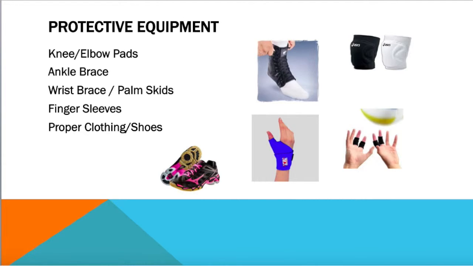In order to have as much fun as possible, volleyball safety is something you must always keep in mind. When preparing to play volleyball, you must have all of the equipment you need to play safely. There are several types of equipment that you can wear that can help prevent injuries. The protective equipment includes knee and elbow pads, ankle brace, wrist brace, palm skids, finger sleeves, and proper clothing and shoes.